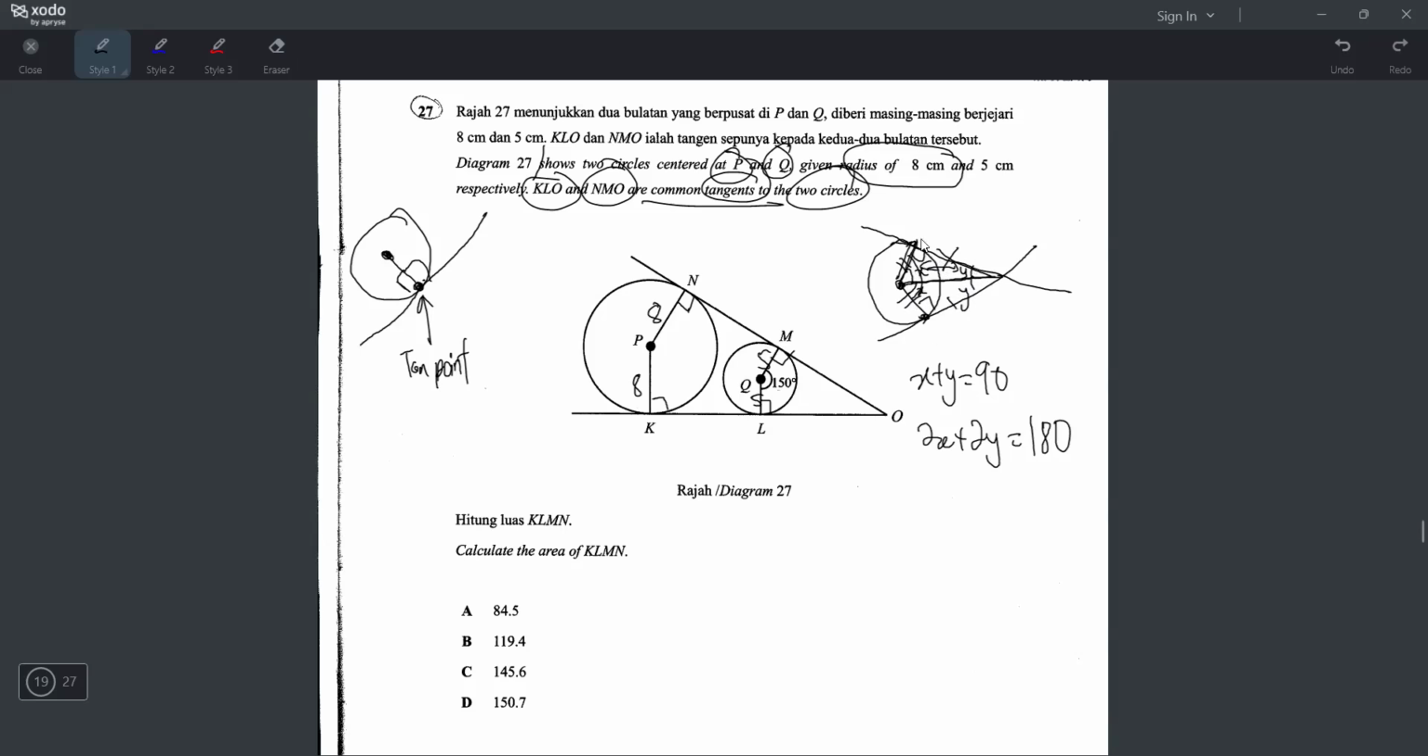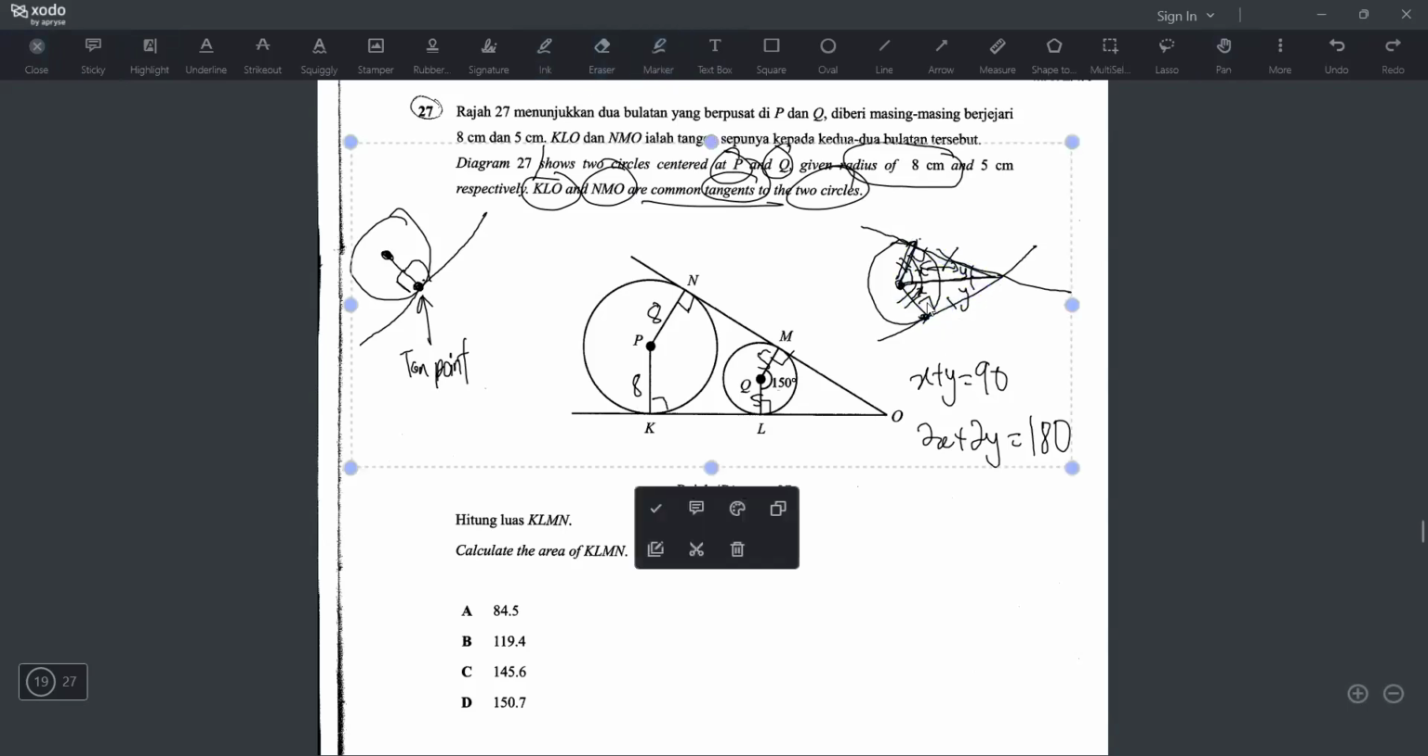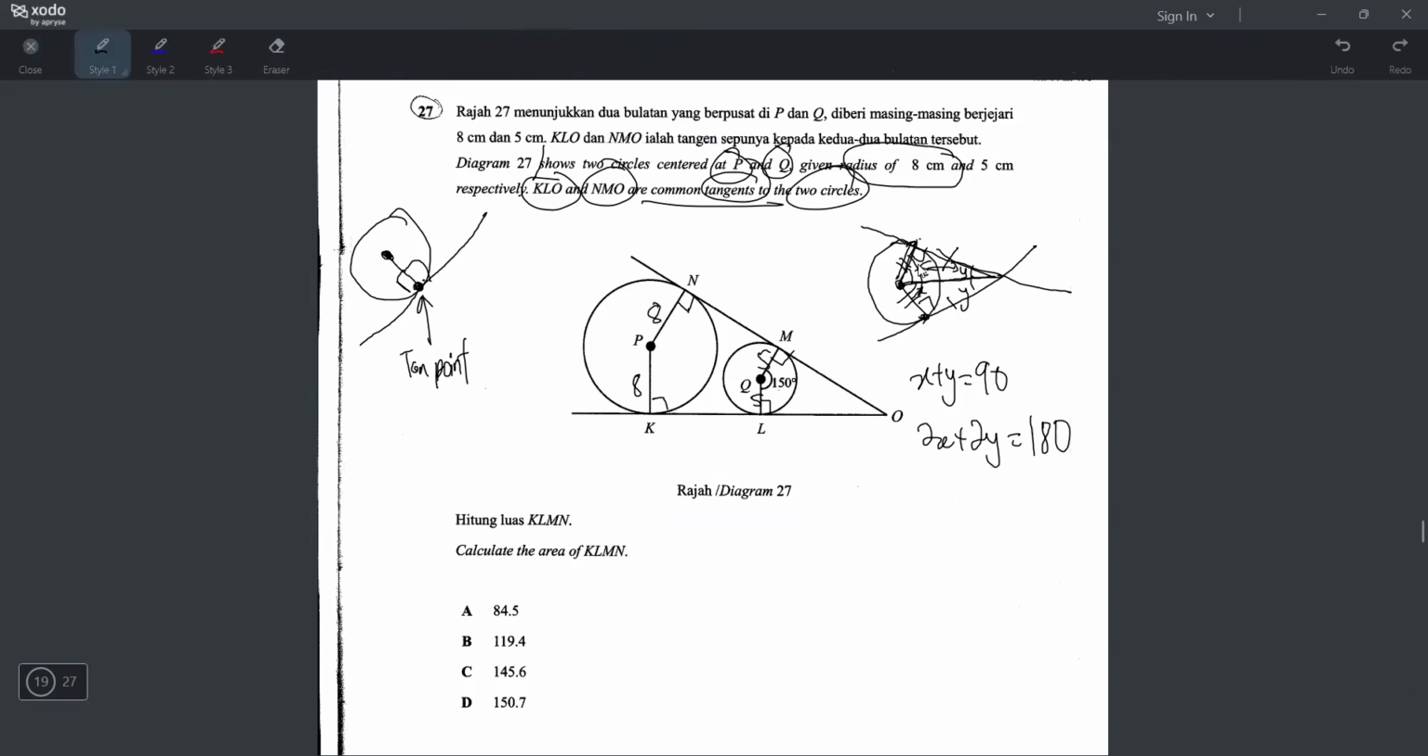Why is it like that? Because if you look at this whole thing, it is a quadrilateral. Let me draw it out for you. You see, this whole thing is a quadrilateral. And you already know 2 of the angles are 90, 90. So if you take 360 minus 90 minus 90, you will get 180. So that means the remaining two angles, 2x plus 2y, will be 180. Okay, this is my explanation.